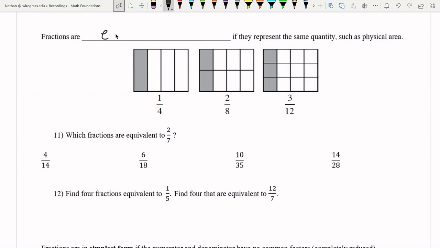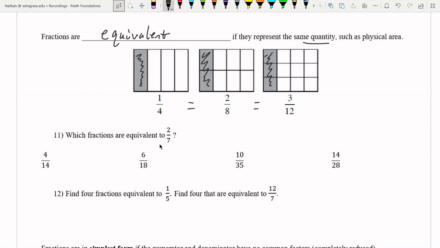Fractions are equivalent if they represent the same quantity, such as the physical area or whatever representation you want to use. So 1/4 shows this. 2/8 is still the same quantity of the full square. And then 3/12 is still the exact same quantity as 1/4. So these are equivalent fractions. They're actually equal to each other.